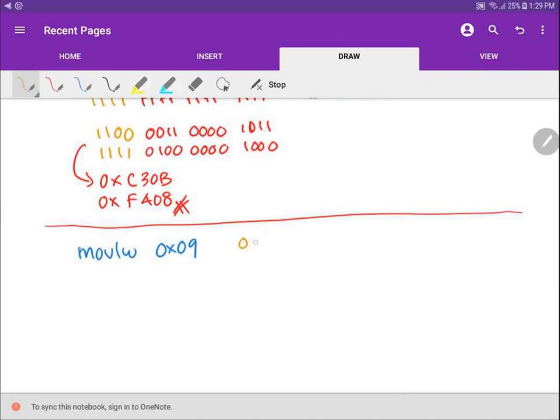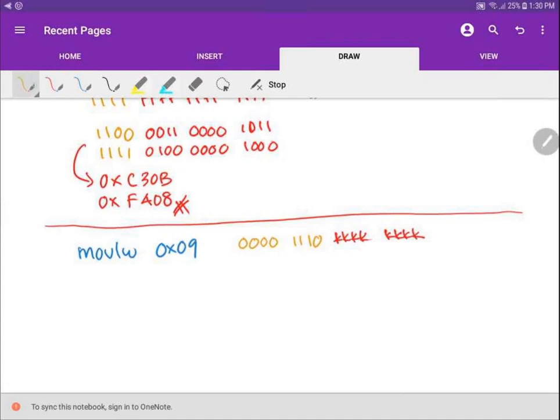0 0 0 0 also. Then 1 1 1 0, and then you have 1.